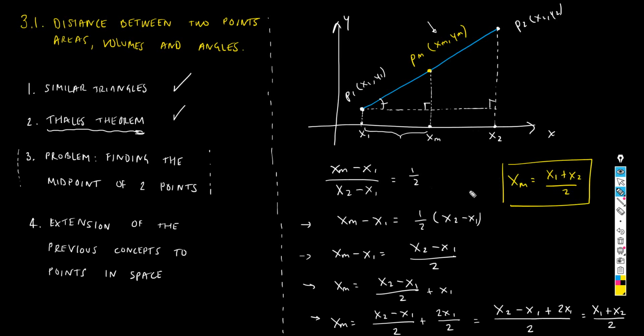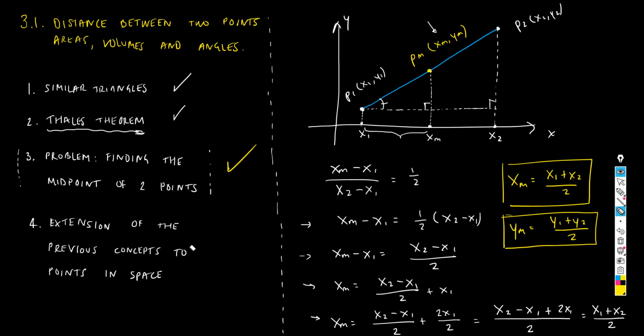There you have it. You can see that it's the average of the x coordinates of P1 and P2. And by doing something similar, we can get that the y coordinate of the middle point will also be y1 plus y2 over 2. I'm not gonna do that. It's gonna be the same analysis, but taking the y-axis as reference. So there you go. This is the formula to get the coordinates of the middle point of 2 points. So problem solved.